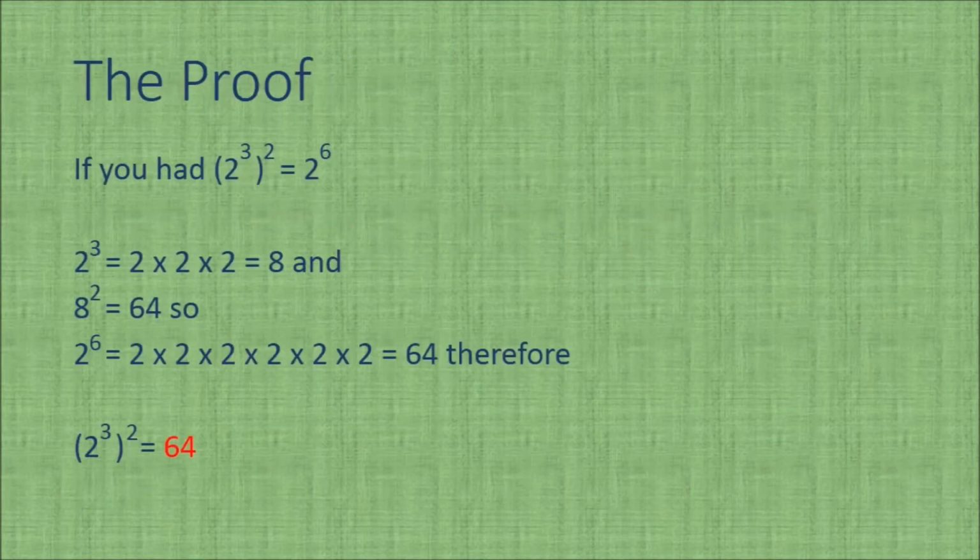Alright, so here's the proof for that rule. If you had 2 to the 3rd, and you square that, you'd get 2 to the 6th. This is so because if you had 2 to the 3rd, you'd have 2 times 2 times 2, which is 8. And that'd be inside the parentheses, and 8 squared is 64, and 2 to the 6th is also 64. So that's how you can multiply the 3 and 2 and get 2 to the 6th, and therefore 2 to the 3rd squared equals 64.